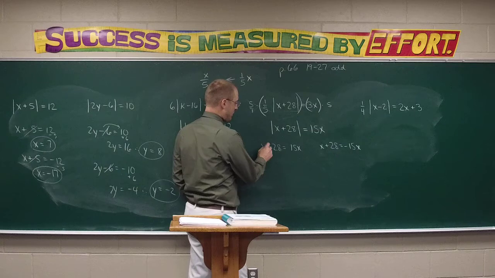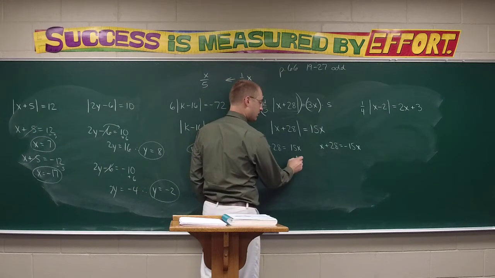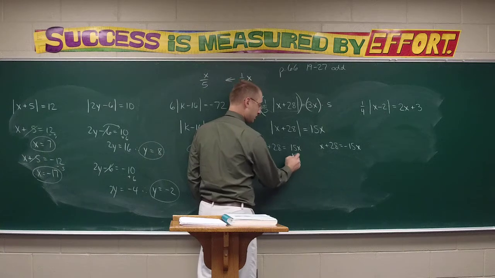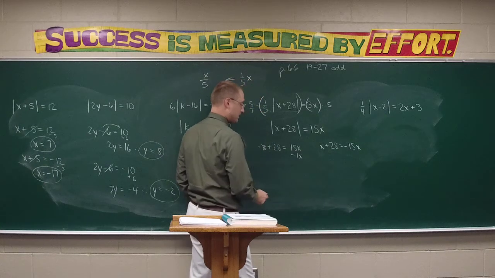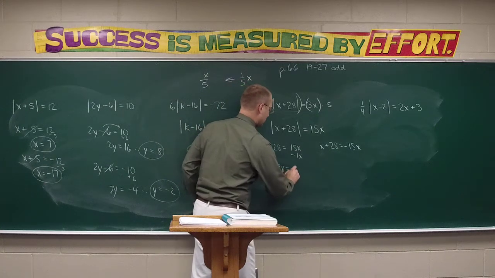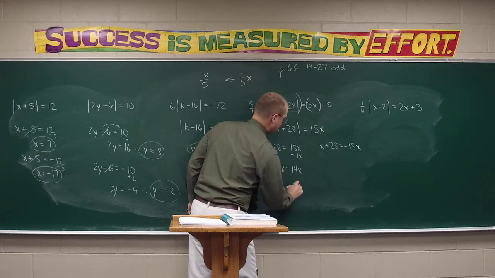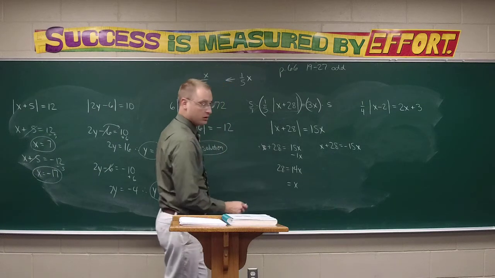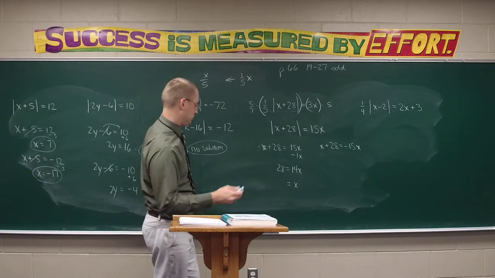The x. And we move it over as a, well, it is a positive, so we move it over as a negative 1x to get. And so x is going to be equal to 2. You were right the first time.